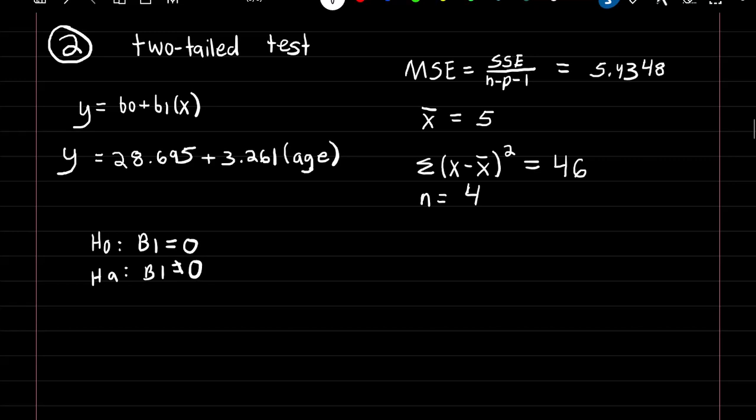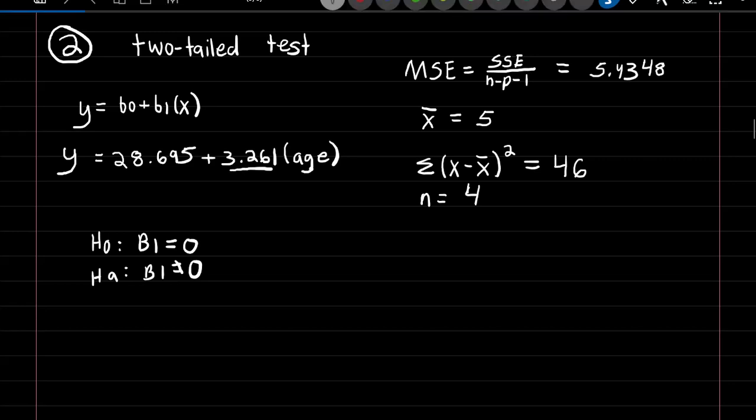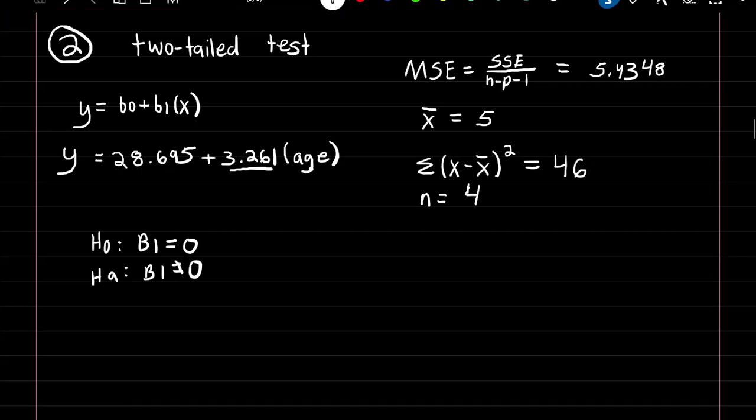So our alternative hypothesis is what we're trying to prove. So we're setting the null equal to 0 because if our 3.261 value was instead equal to 0, it's essentially saying that age does not affect a person's height. Because no matter what age you inputted, if the parameter estimate was 0, you would get the same height.